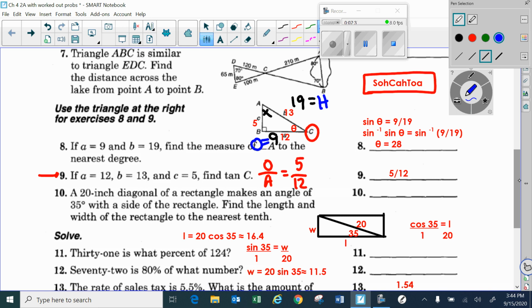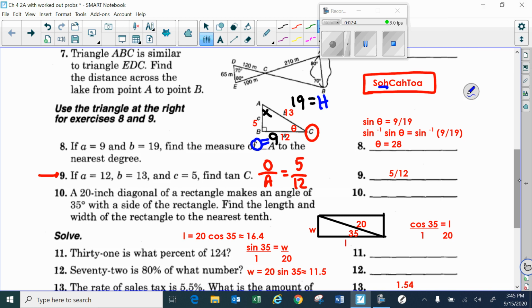I look up here in SOHCAHTOA, opposite and hypotenuse is sine. So I have the sine of x or sine of theta, or you should put theta in there, equals the opposite, 9 over the hypotenuse, 19. How do I get rid of sine? Because I got to solve for the theta. Inverse sine. How do you pronounce that? Inverse sine.